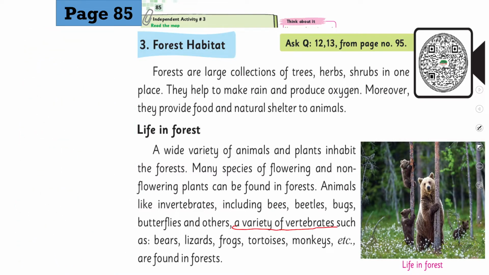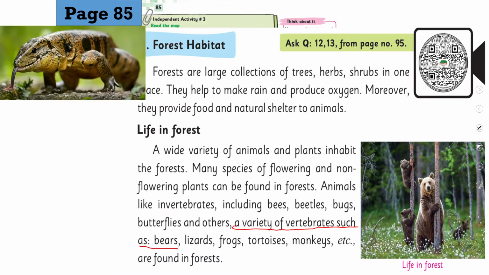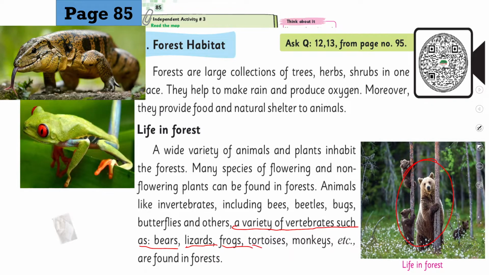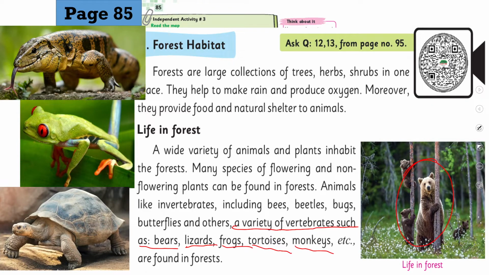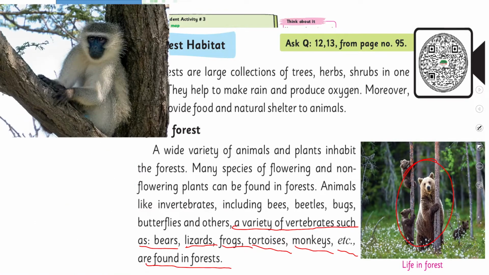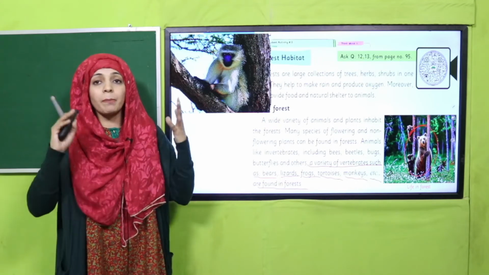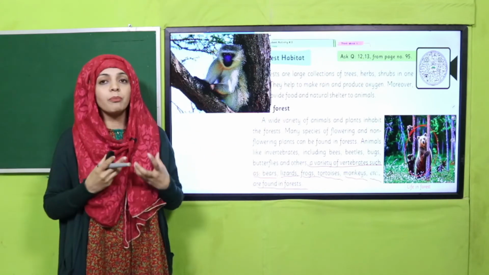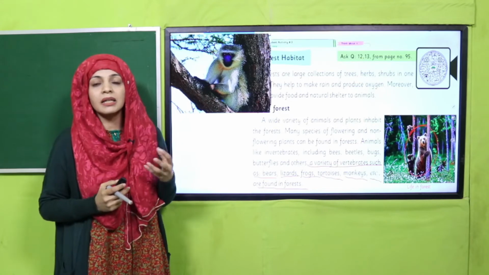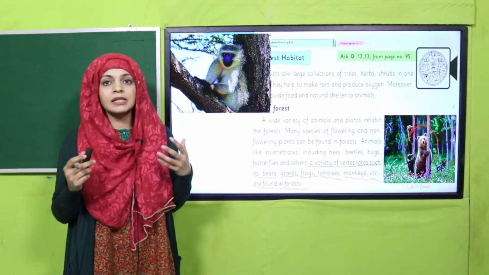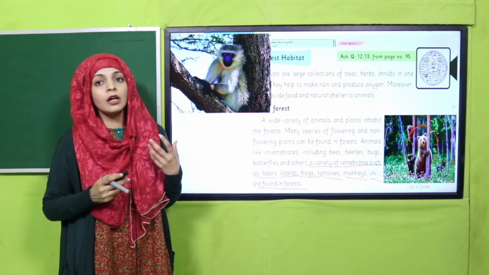A variety of vertebrates such as bears. You can see a bear on your screen. आपकी बुक पे भी बना हुआ है. Lizards, frogs, tortoise, monkeys, etc. are found in forest. So my dear students, आपको बहुत सारे invertebrates यानी कि जिनमें bones नहीं होती वो animals मिलते हैं, और बहुत सारे ऐसे animals भी मिलते हैं जो कि बड़े भी हैं, wild भी हैं, और जिनके अंदर bones होती हैं like bears, lizards, monkeys, lions और tortoise. These all animals live in a forest.